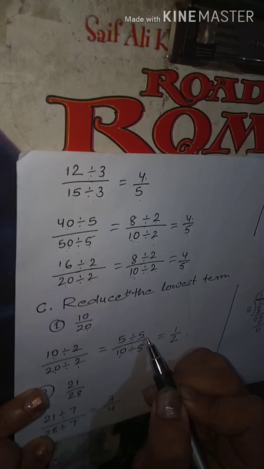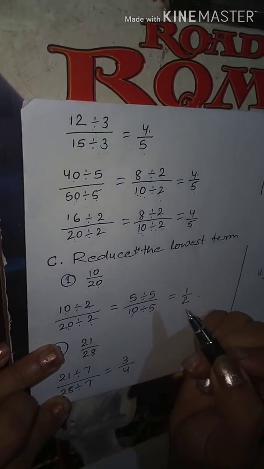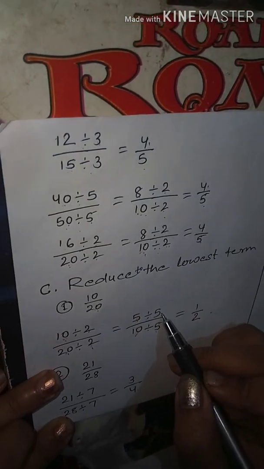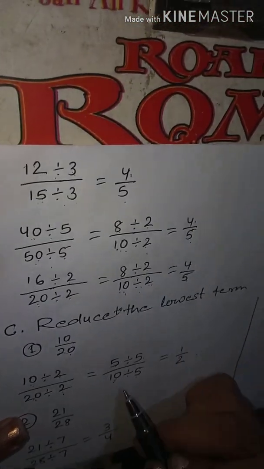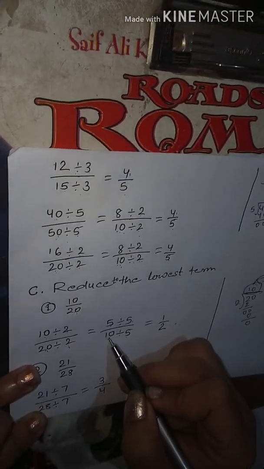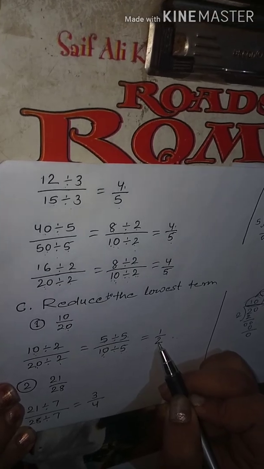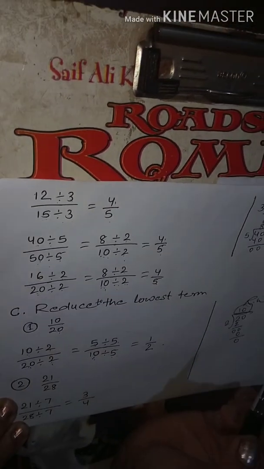Again 5 and 10 we can reduce. This 5 is divisible by 5 and 10 is also divisible by 5. So we can reduce again. 5 divided by 5, 5 ones are 5, and 10 divided by 5, 5 twos are 10. So 1 by 2 is the lowest term of 10 by 20.